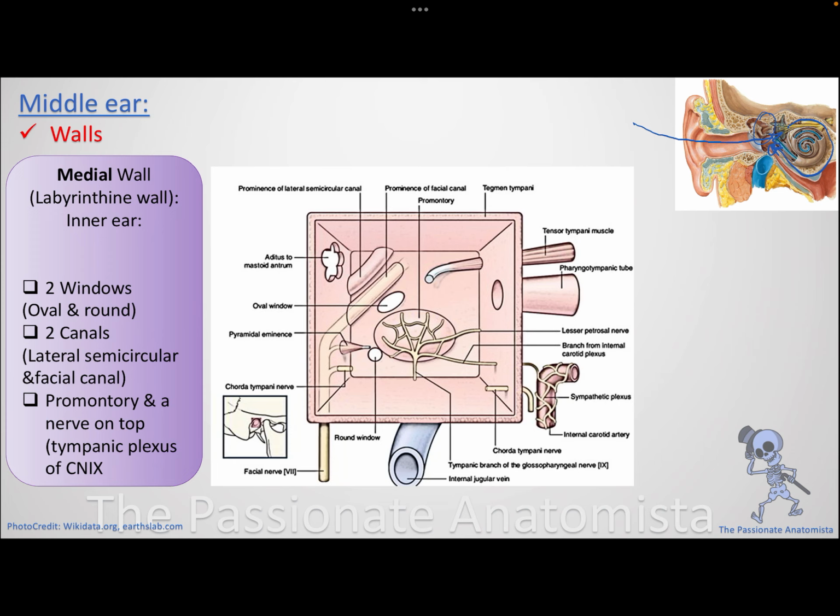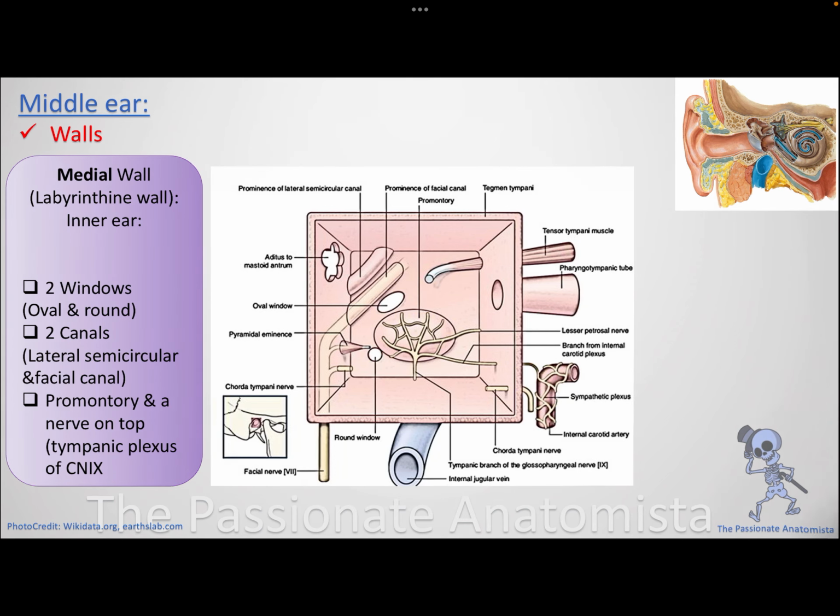And we're going to talk about what happens as we process the sound waves from the middle ear to the inner ear as we proceed. But for now, it makes sense that we have a bulging of the structures of the inner ear, because this is the medial wall. This is the labyrinthine wall, which has the promontory of the cochlea. And on top of that, we have the tympanic plexus of the glossopharyngeal nerve and a branch from the internal carotid plexus. All right. And we have two canals, one part of the facial canal and the impression of the lateral semicircular canal, and then we have two windows, the oval window and the round window. All right, this is all in the medial wall.